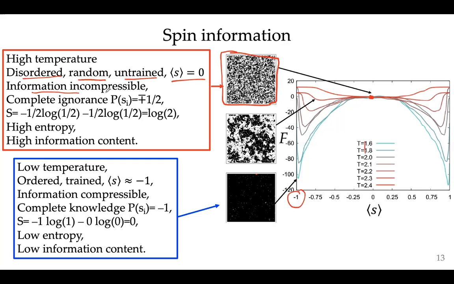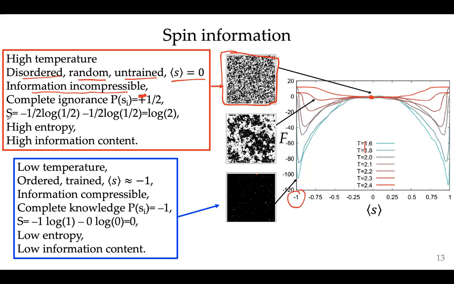Here the information is incompressible. The information is completely random. We cannot really compress it. There is complete ignorance here. If you think about the probabilities of each spin, they can be either up or down. So each probability is 1/2. The probabilities are always positive. So up or down, they're 1/2. So there's complete ignorance. They can be anything, up or down.